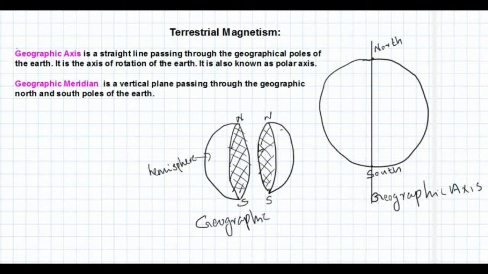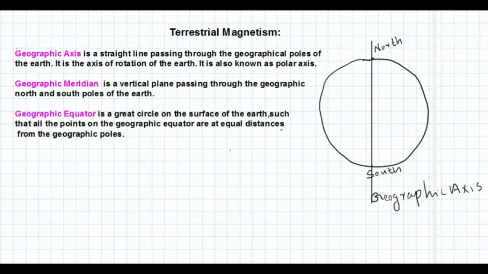So for that purpose, we are assuming that the Earth is formed out of two hemispheres of equal size, and the plane that we are getting when we cut a solid sphere is nothing but a geographic meridian. Then geographic equator. So we are all familiar with equator.